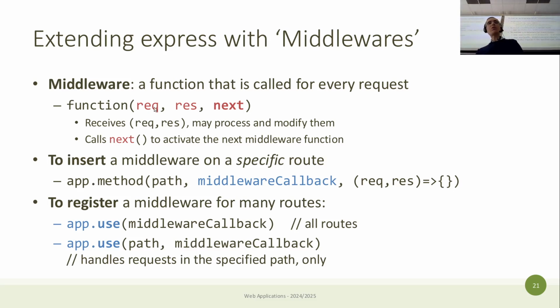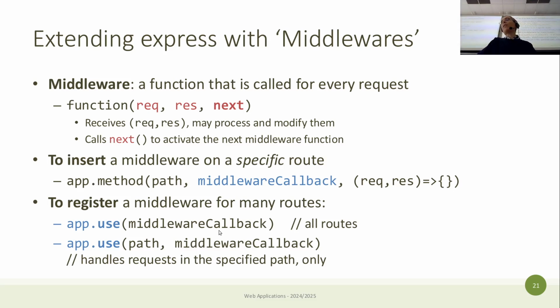That's the signature. They give you both req and res, and also the next method that is passed to the function, and you need to call it to activate the next middleware function. So it's a bit manual. I mean, the mechanism means that in the end, in the function, you need to call next. Remember to call it.